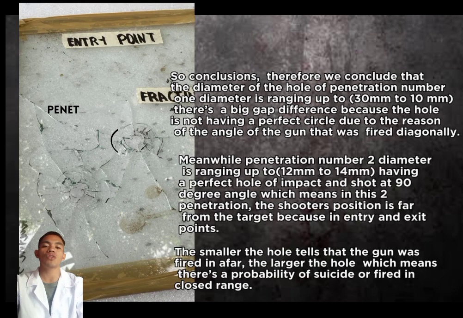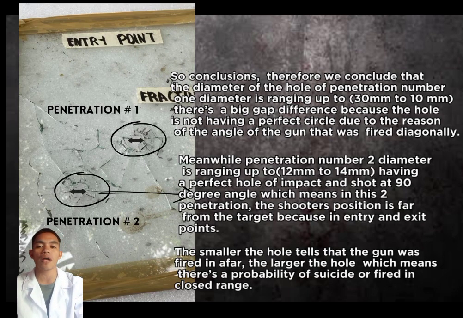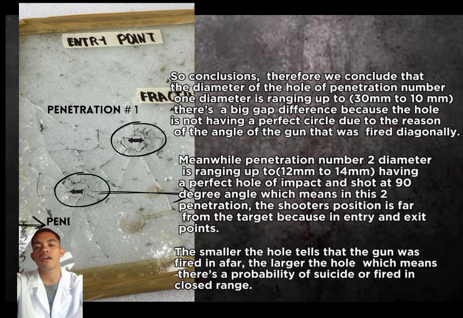Meanwhile, penetration number 2 has a diameter ranging from 12 millimeters to 14 millimeters, having a perfect hole of impact, shot at a 90-degree angle, which means in these two penetrations, the shooter's position is far from the target. Because in entry and exit points, a smaller hole tells that the gun was fired from afar. A larger hole means there's a probability of suicide or that it was fired at close range.